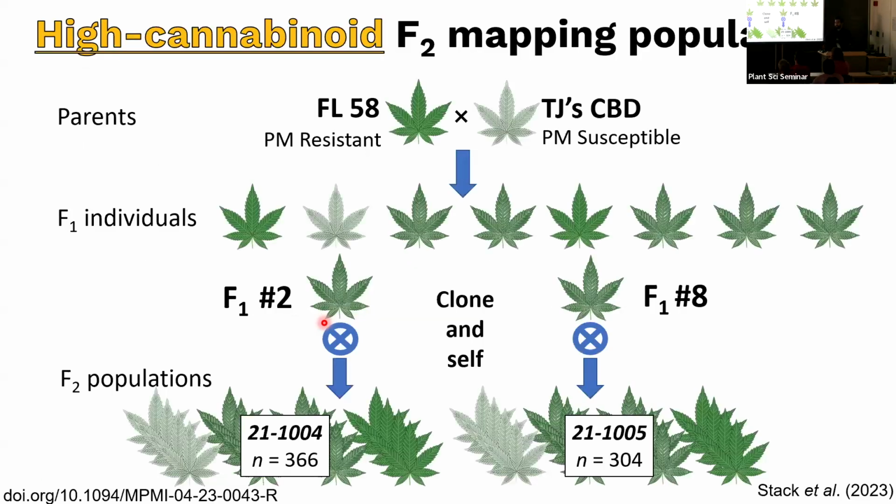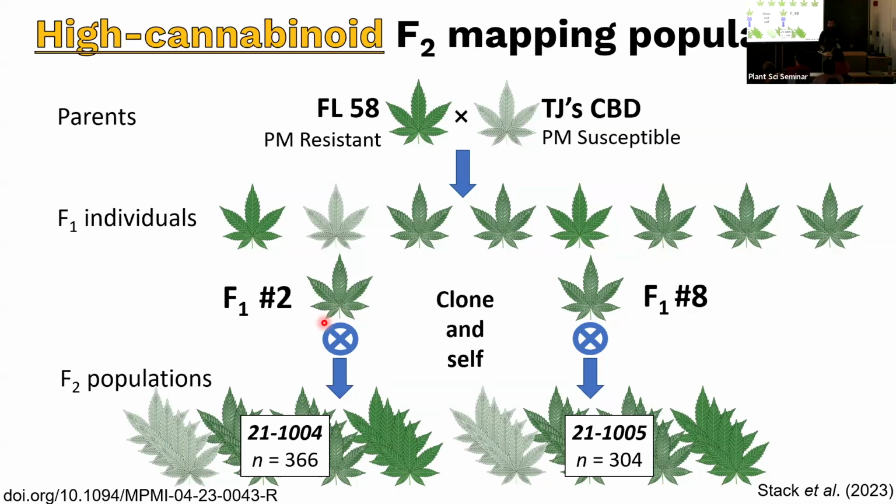So to start off, in 2021, a high cannabinoid F2 population was developed, crossing a paramildew-resistant clonal individual, F58, and TJCBD, a clonal individual that is paramildew susceptible. The main goal of this was to characterize paramildew resistance, as I was saying. However, other phenotypes were measured.